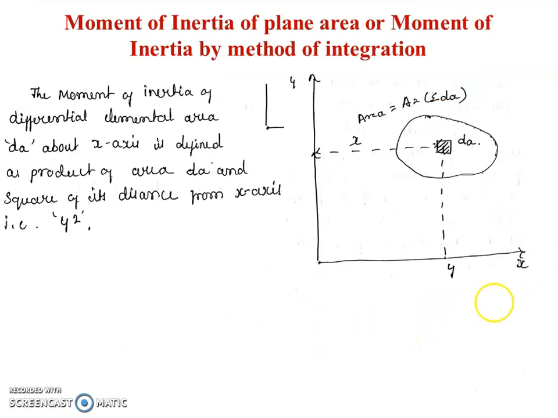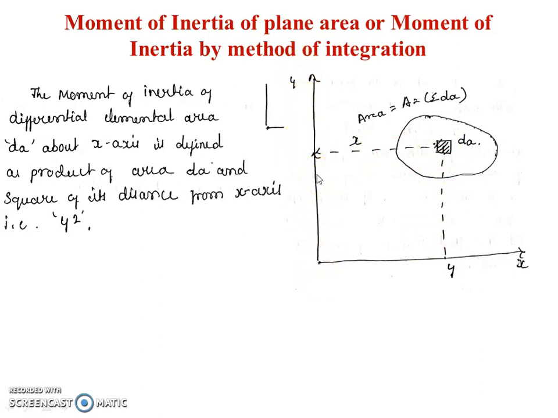Next, we will see moment of inertia of a plane area, or moment of inertia by method of integration. For this, I will consider a plane area A, which is a summation of all small elemental areas. So, in the big area, I will consider one small element area dA. It is represented by a square, as shown in this figure here. It has a distance y to the x axis and x to the y axis.